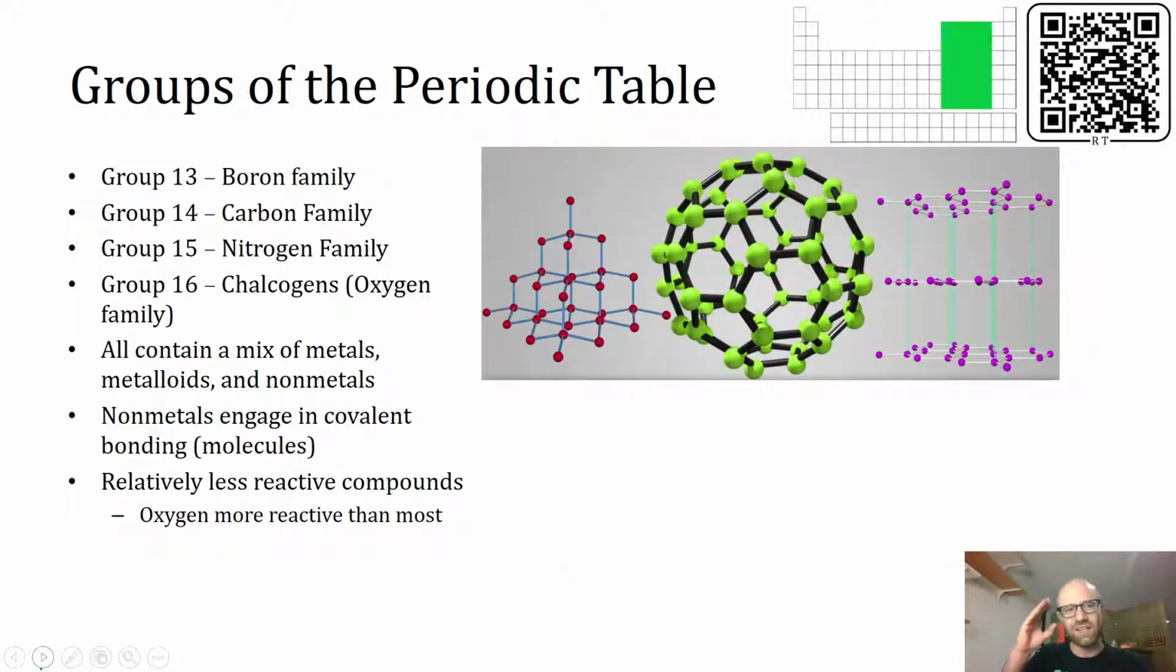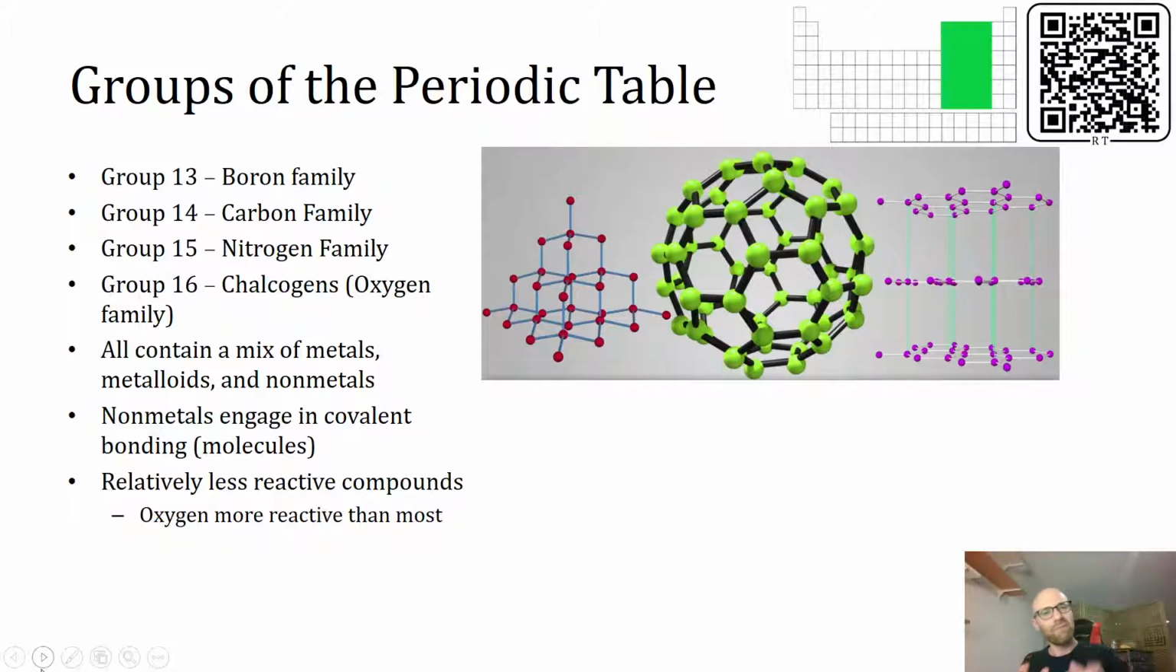Moving right along, groups 13 through 16 are not super heavily mentioned in the curriculum this year, but I will at least mention them. Mostly they're named for their lead elements at the top, so the boron, carbon, nitrogen family, the oxygen family, chalcogens. They are all in a family together because their valence electron structure is all the same.